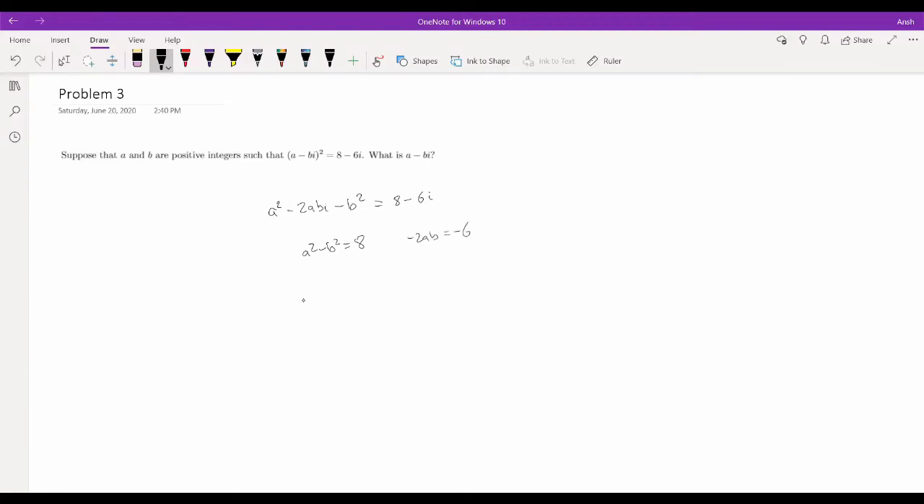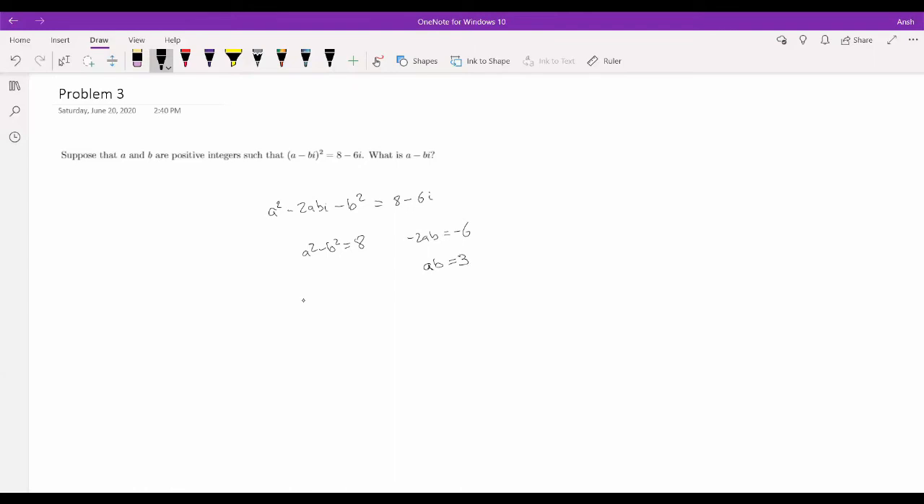So here we have a system of equations, and this is something that comes up fairly often when we're dealing with the rectangular form of imaginary numbers. When we're multiplying them, we come up with a system of equations which we can use to solve for the values. So, using our second equation, this means that a times b is equal to 3 if we divide both sides by negative 2.